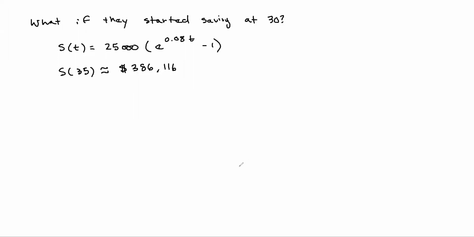Now take a look at that. Consider that you have two people. They both save the same amount. They both start saving $2,000 per year. One starts at 25, and they have 588,000 at age 65. The other one starts at 30, and they have 386,000. And from 588 to 386, that is a huge decrease just for starting a few years later. So when it comes to investment, time is actually considered to be the most important factor.